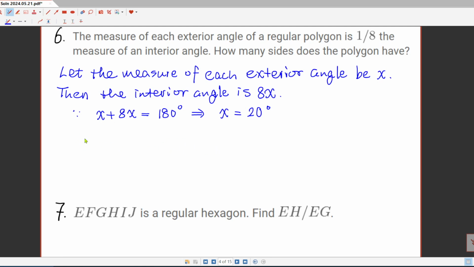So the number of sides can be calculated using 360 degrees over 20 degrees, right? Which is 18. Any questions?